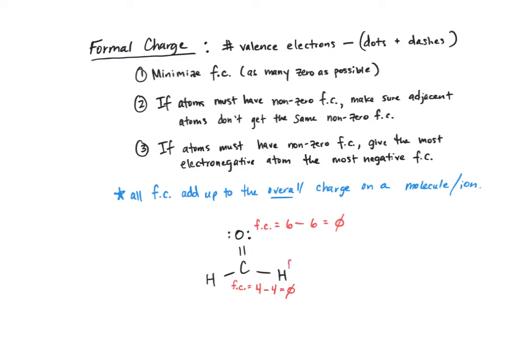For both hydrogens, we can calculate a formal charge by subtracting from the total number of hydrogen valence electrons, that's 1, the total number of dots and dashes around each hydrogen. Each hydrogen only has 1 dash around it, so the formal charge on each hydrogen is 0. This is a good Lewis structure for formaldehyde because every formal charge on every atom in this molecule is 0.